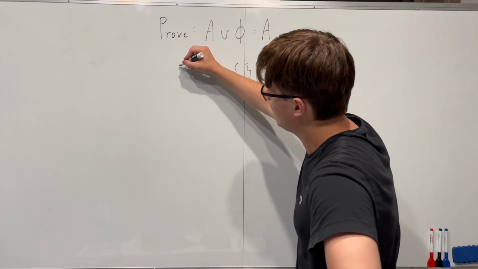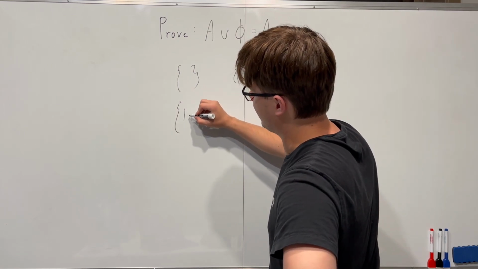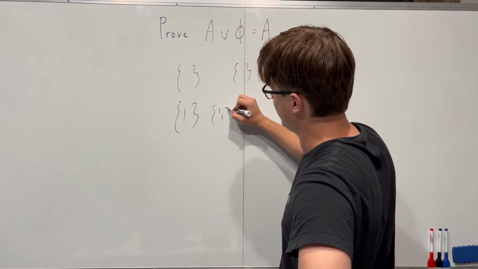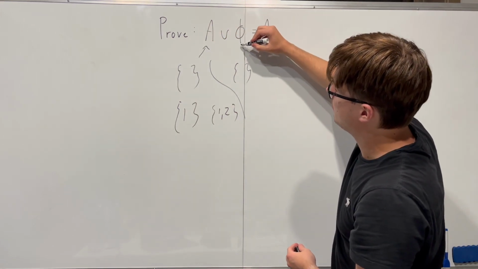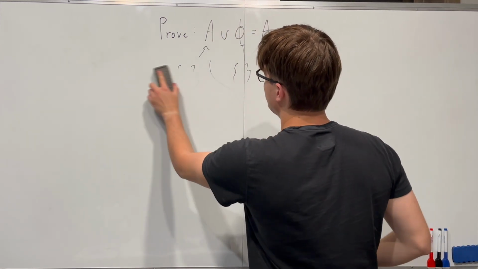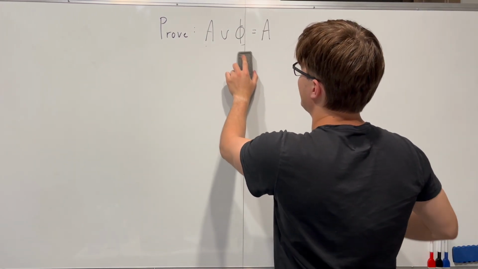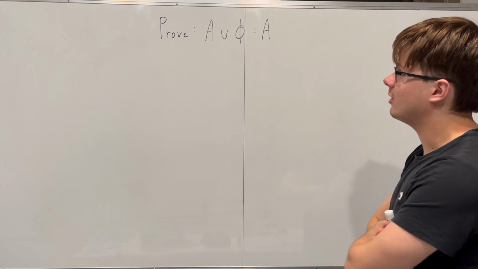The set A could be empty, or it could have 1 in it, or it could have 1 and 2, and so on and so forth. This could be our A, but the empty set has to be empty. So is it true that when we're looking at the union of the two, you're just going to get the set A? And the answer is yes, this is true. And how do we know this?